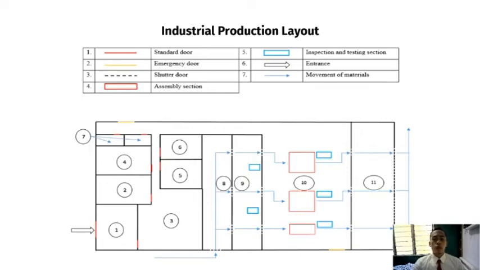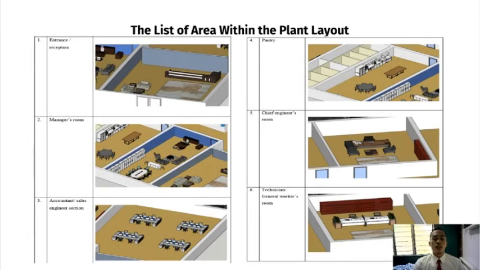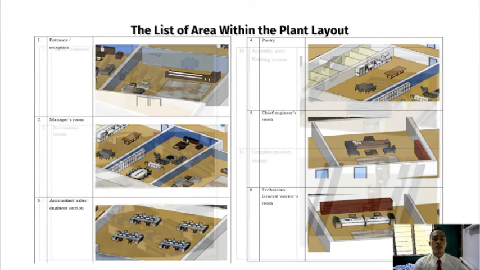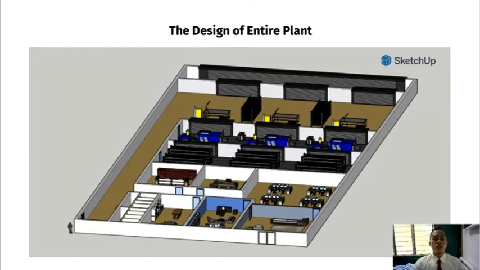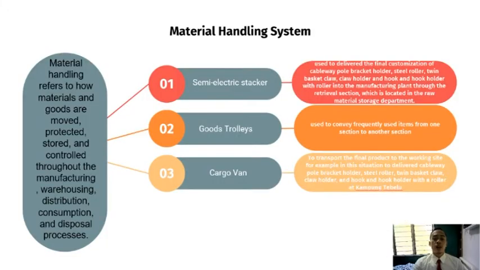This is our production layout, which consists of 11 parts starting from the entrance until the storage room, as shown in this video. We use the software SketchUp to illustrate our production layout, and the result of the illustration is shown in this video. For the material handling system, as you all know, material handling refers to how material and goods are moved, protected, stored, and controlled throughout the manufacturing, warehousing, distribution, consumption, and disposal process.